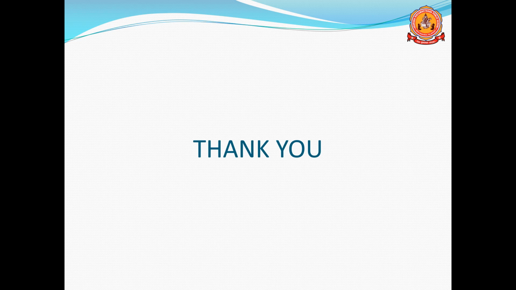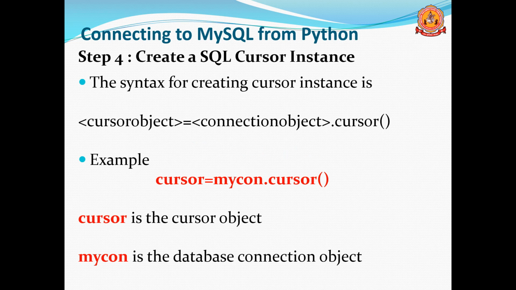I also discussed how to use the cursor instance. Cursor object equals connection object dot cursor. Cursor is the function that is used to access the data or use the cursor instance. Example: cursor equals mycon.cursor, where mycon is the connection object, cursor is the cursor object, and cursor() is the function. So this is about the cursor instance.